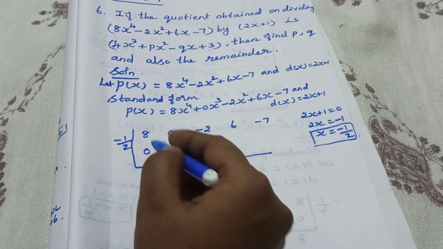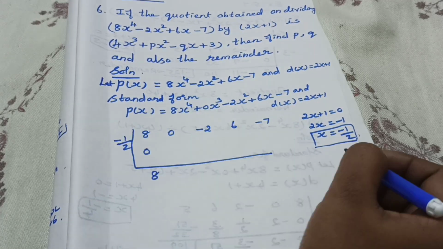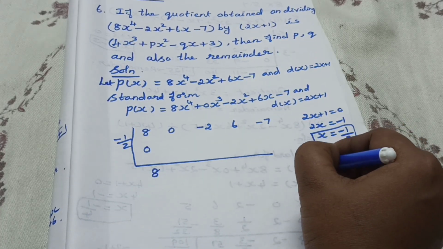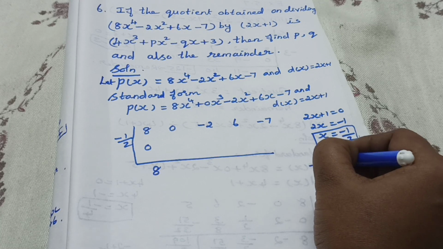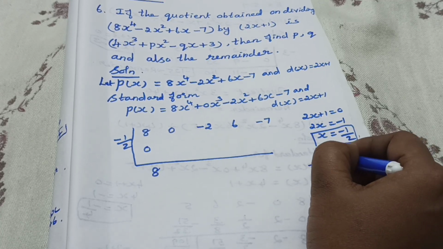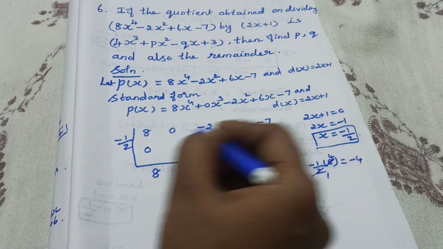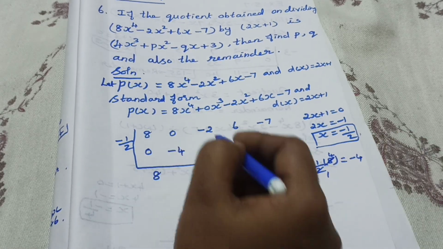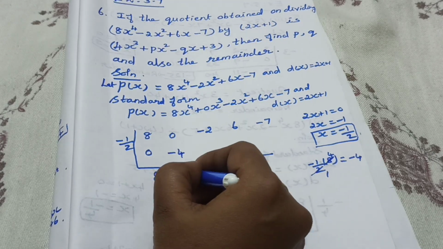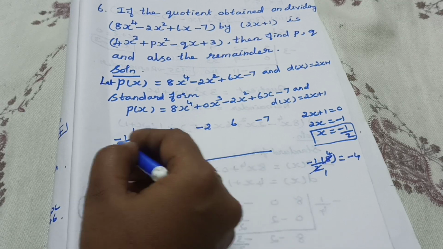Then add: 8 plus 0 is 8. Multiply 8 by minus 1 by 2: 1, 2 is 2, here 4, minus 1 into 4 is minus 4. That minus 4 we write here and add, so we get minus 4. Correct? Then multiply.